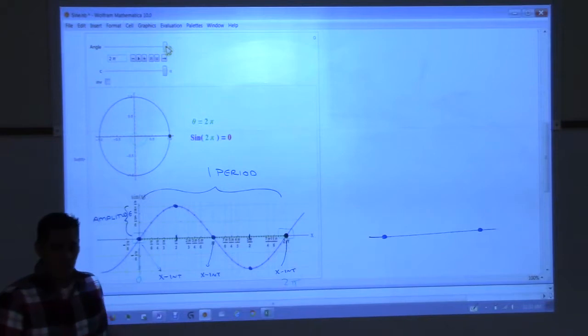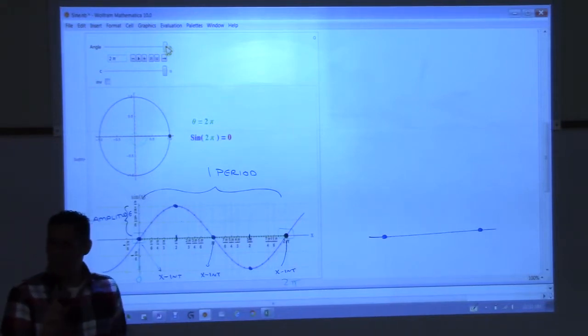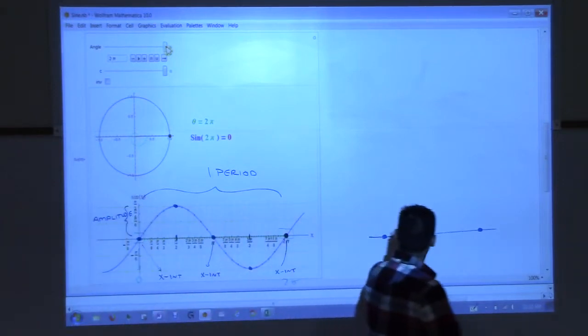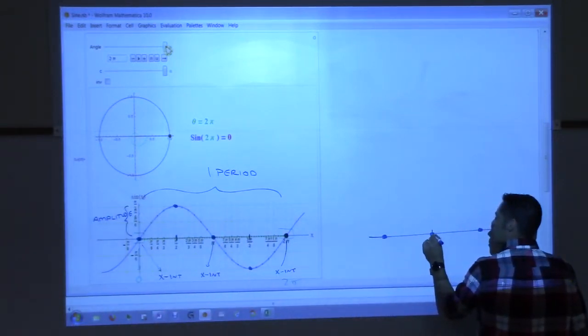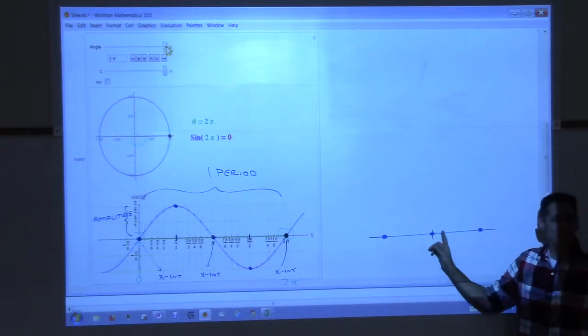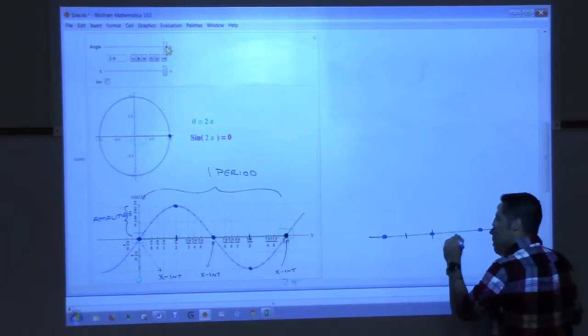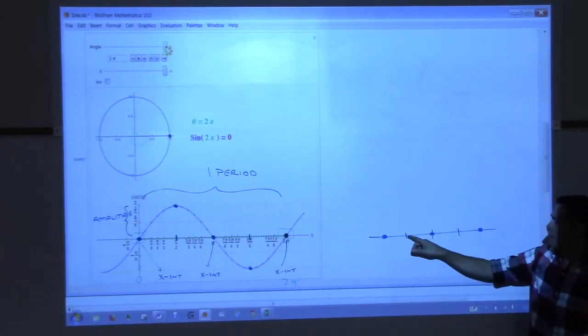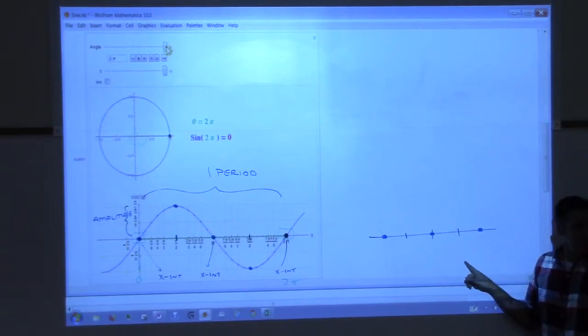What you could now tell me from that is that there has to be another x-intercept, and where is it? Right in the middle, right? Right here, there's another x-intercept. What else could you tell me? I'm going to have a highest point and a lowest point, right? And they're going to be in between these. So somewhere here and here, I'm going to have a highest and a lowest, yes?